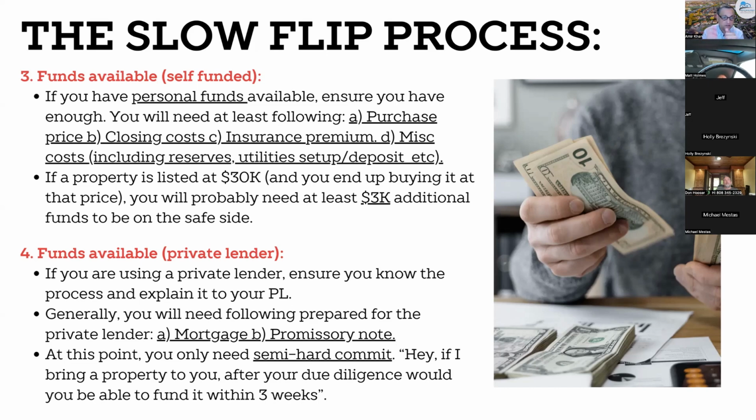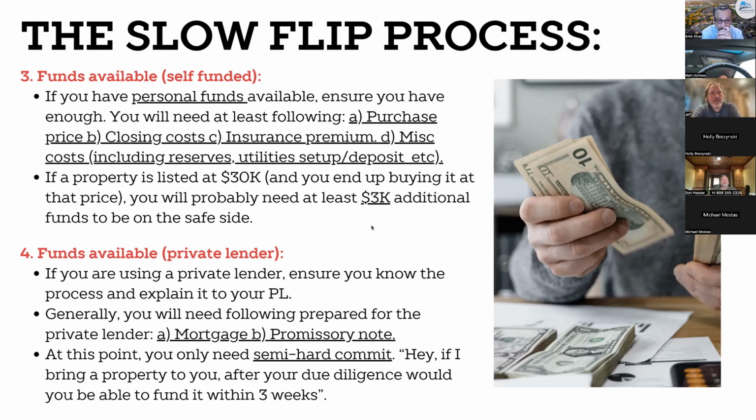So I would say miscellaneous cost. I keep about 10%. 10% is a lot, but I'm saying if you keep 10%, then you will never have a problem. So if you're buying a property for $30,000, you need to have about $3,000 additional funds available to ensure that you have enough money for your closing costs, insurance premium, and miscellaneous costs. Most likely you won't need more than that, but with that much money, you'll be fine. So this is if you are self-funding, right?